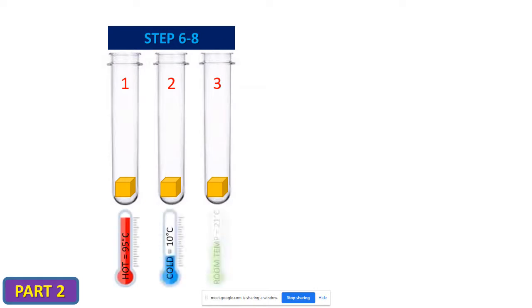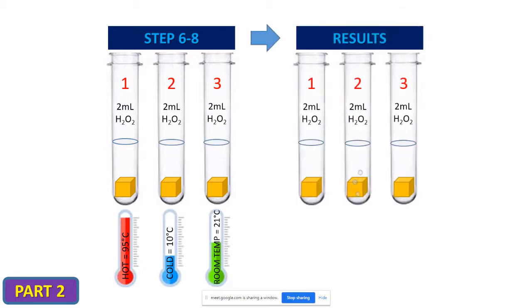Then, remembering that number 1 was in the hot, number 2 was in the cold, and number 3 was in room temperature, what you're going to do is add 2 mils of hydrogen peroxide to each of them. And then when you've done that, you're going to look at how vigorous the reactions were. So in the first one, you're waiting around, and you actually don't see any reaction whatsoever. So you're going to say, okay, well, that's a 0.